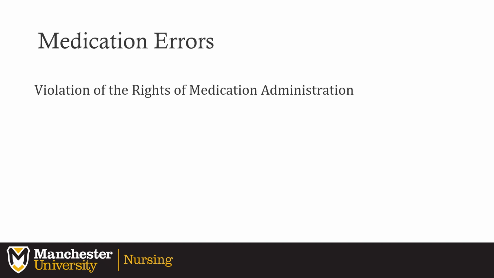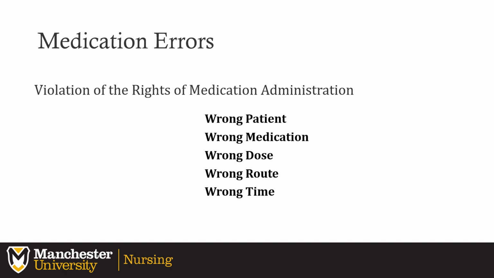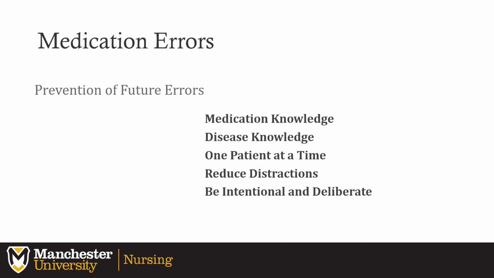A medication error occurs when we violate the rights of medication administration. So this would be the wrong patient, the wrong medication, wrong dose, route, or time. We need to ensure that we are following the 5 rights of medication administration for our patients. We can also run into problems if we violate any of the other rights of medication administration, but that will be very context specific. How do we prevent future errors?